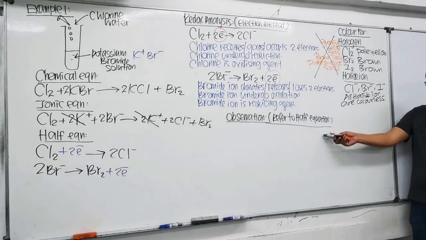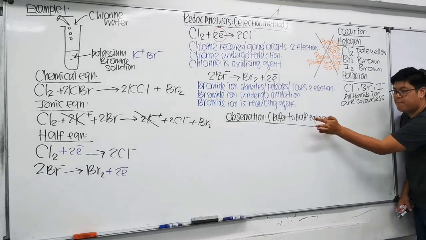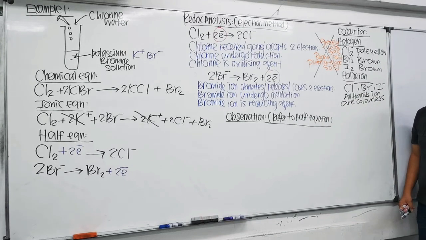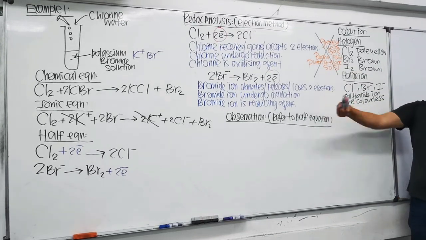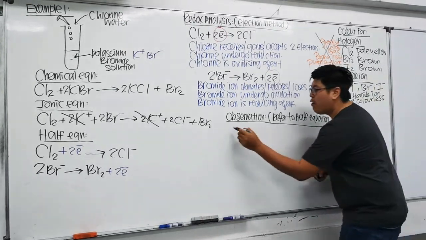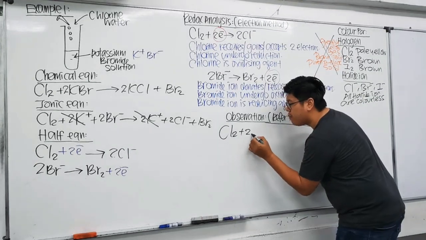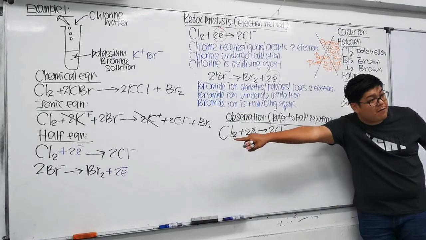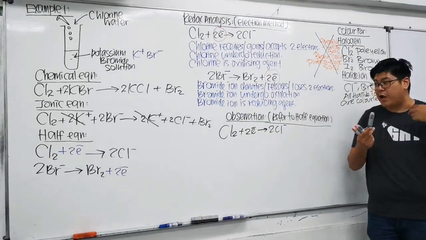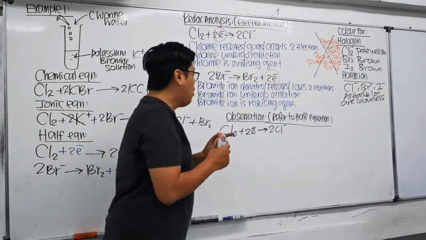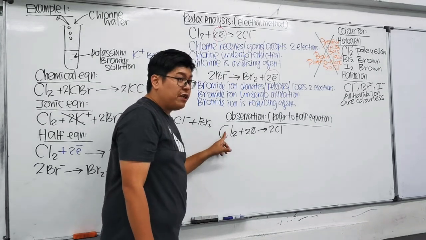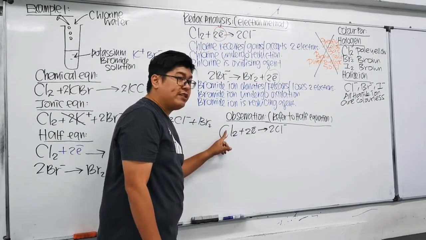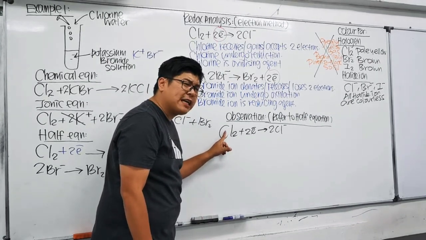Now, everyone, follow me. Let's do it together. How do we use our good friend half equation to get the observation? Let's copy the half equation here, and I want your participation. This is the half equation that we produced just now. Are you okay with that? Now, everyone, you tell me. I want to hear from you. This is Cl2 in the first place. Cl2 is chlorine. Everyone, can you tell me what is the color for chlorine?